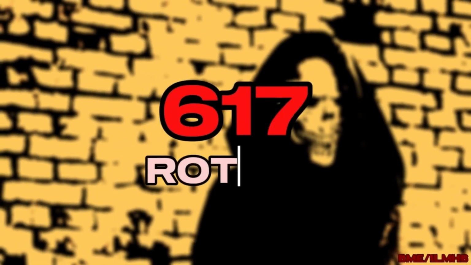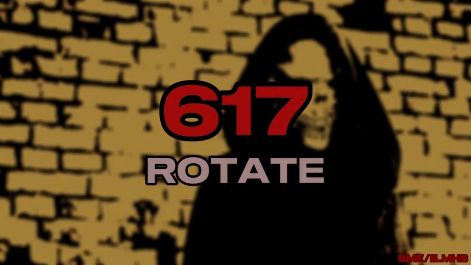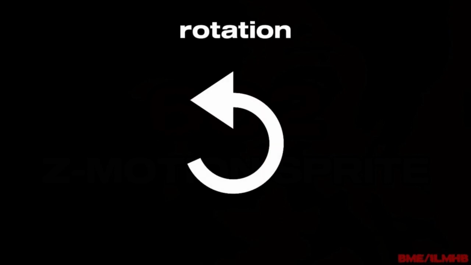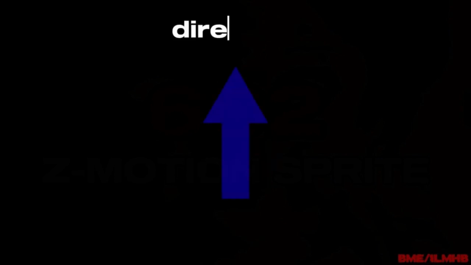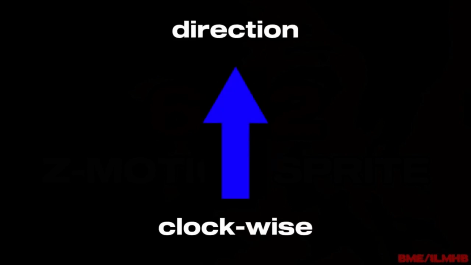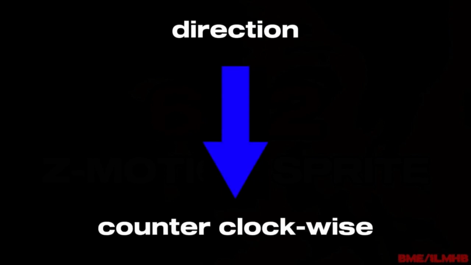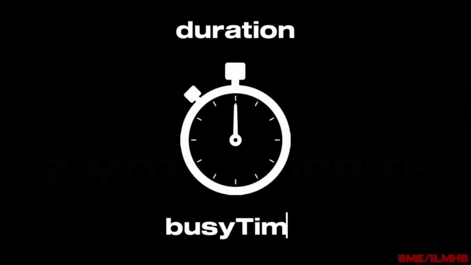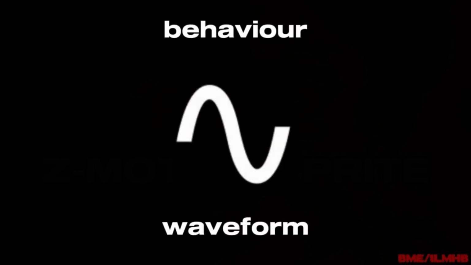(617) Rotate. The rotate sector effect makes the sector rotate around a pivot. The sprite's angle will determine the direction of the rotation. The busy time determines the duration of the transition between states. The waveform determines the fashion in which it moves. Any sprites that need to be moved with the sector should be marked blue.